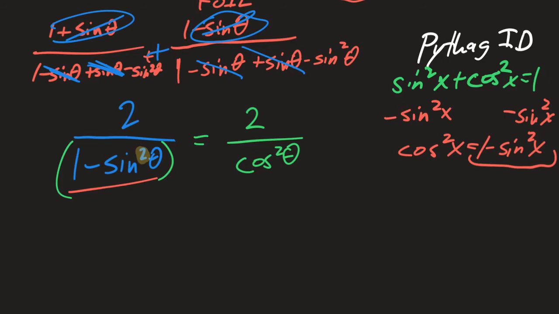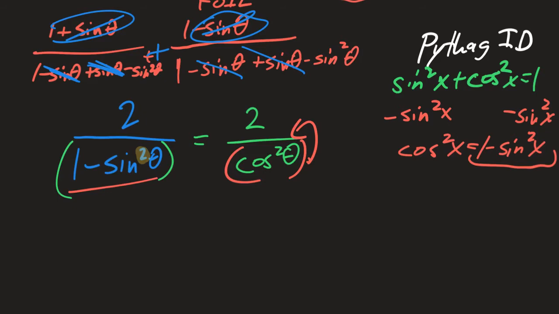From now, let's keep that goal in mind again. In case you guys forgot, my goal is supposed to be 2 secant squared theta. So I'm kind of on the right track. This is getting smaller. I'm getting closer to it. My last step is going to be to turn cosine into secant, and there is an identity for that to move it to the other side.